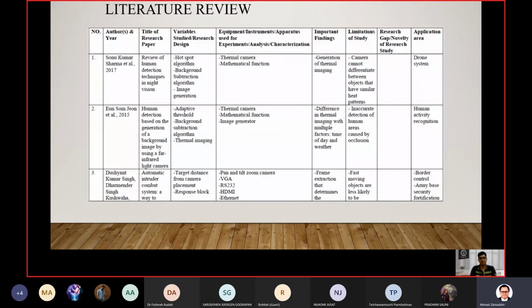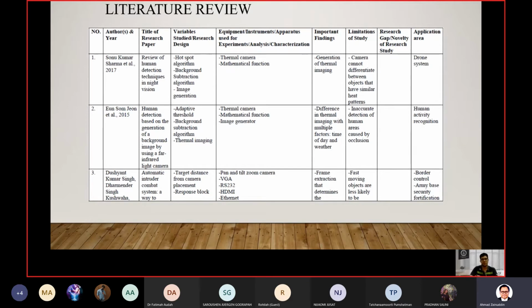So these are the literature review of the papers that I have so far collected over this period of time. It is basically covering mostly human detection in night vision, especially in the sense that most robberies are known to happen at night.